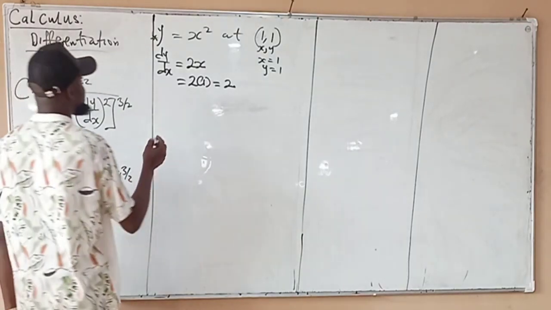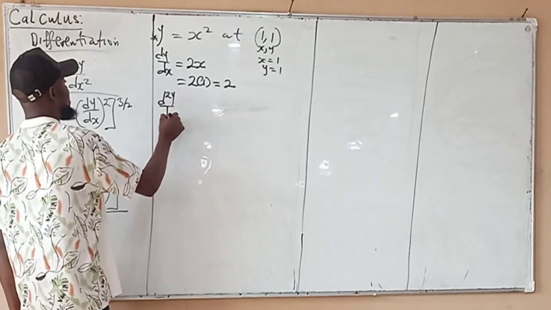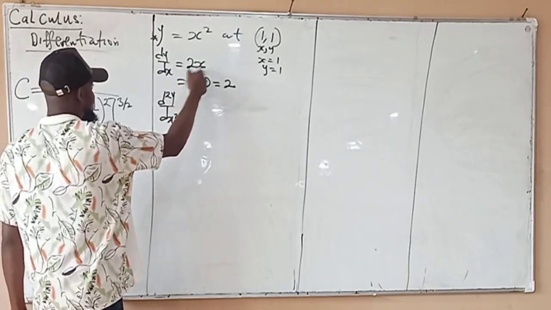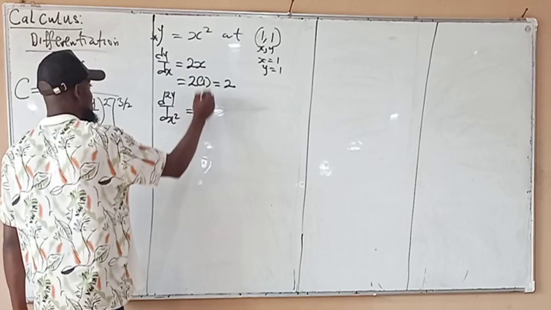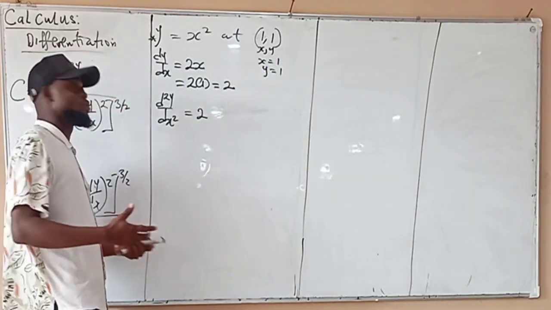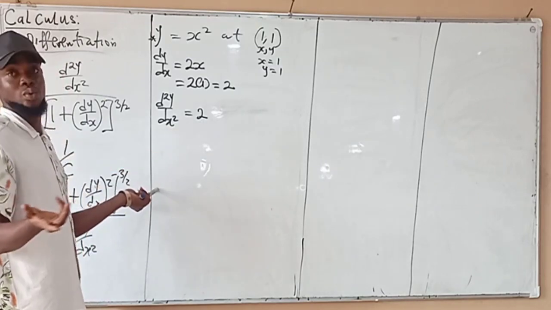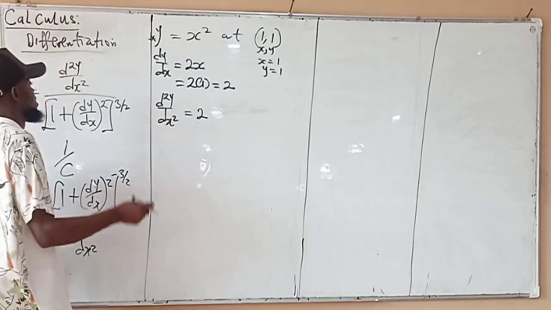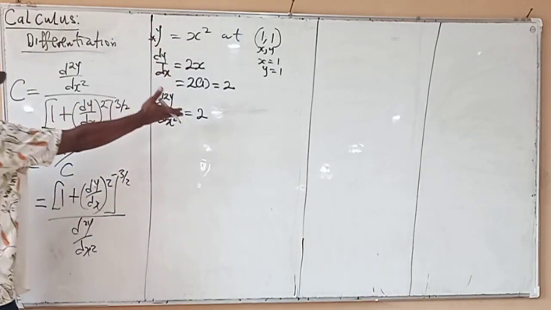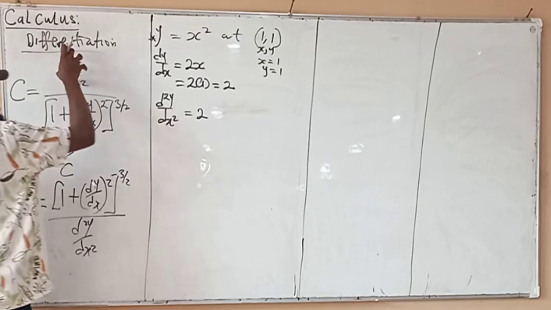Then the next thing I'm going to do is differentiate again to have d squared y over dx squared. Differentiating 2x, we are going to have 2. Then x equal to 1, there is nowhere here to put it, since there is no x or y, so leave it like that. The next thing, anywhere you see d squared y over dx squared, you put 2.